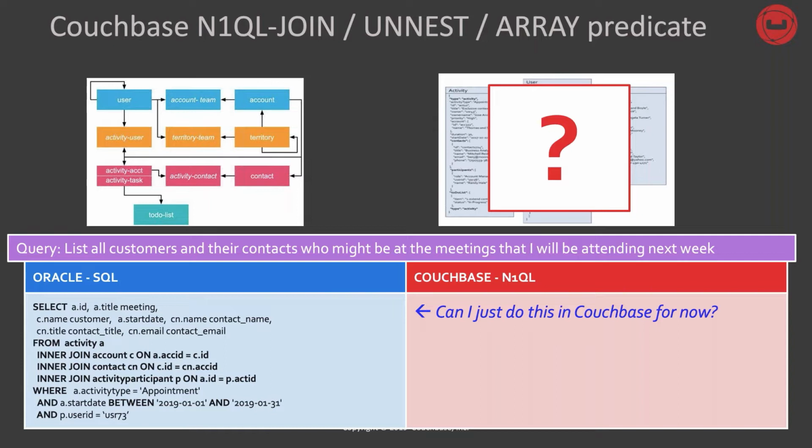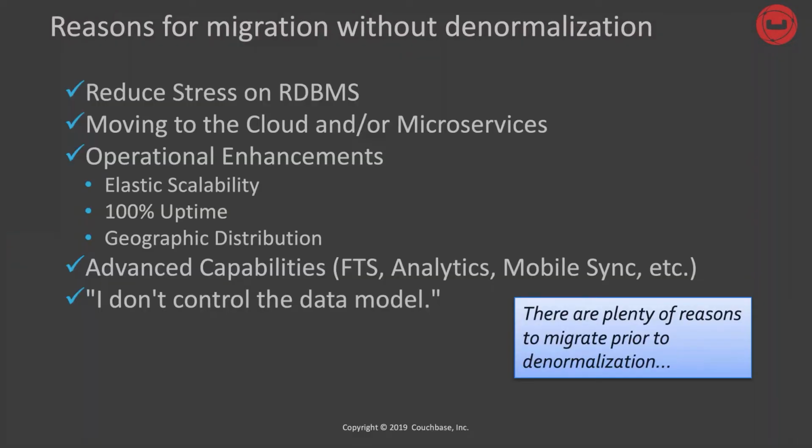And I don't want to even figure that out, but I really want to get over to Couchbase. I really want to get into a NoSQL system, but I don't necessarily want to have to go through denormalization first. So can I just run this other query for now? Well, that's a good question, and there are plenty of reasons to ask this question.